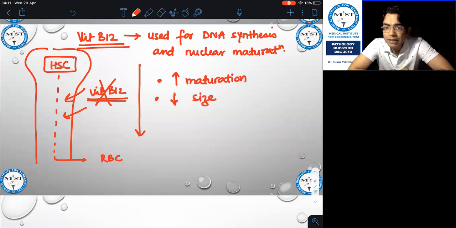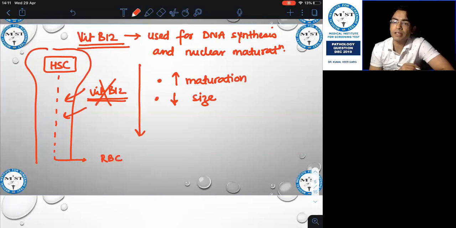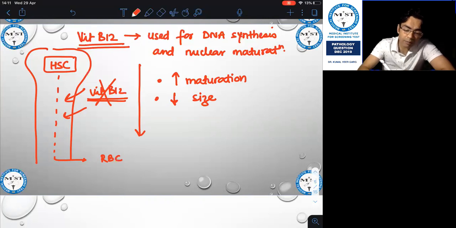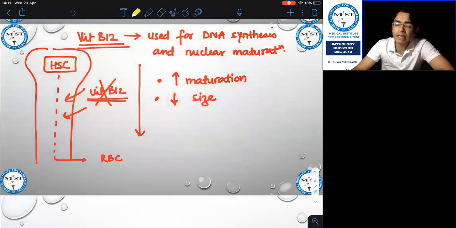Hematopoietic stem cell is a very big cell and the RBC is a small cell. So if you are not giving B12 to these, what will happen? The maturation will not happen. So what will be the product? What will be the thing you will see? That because of absence of vitamin B12 inside the bone marrow, the maturation is going low.